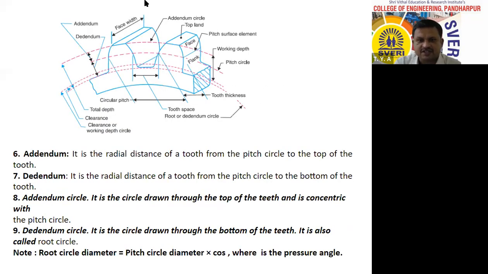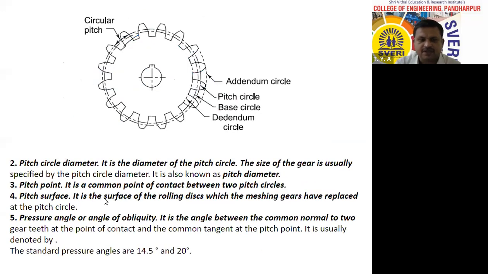Next is the pitch surface. Now you just see here, this is the pitch surface element. In this figure it is more clear. This is the pitch surface. Therefore, the pitch surface is the surface of the rolling discs which the meshing gears have replaced at the pitch circle.